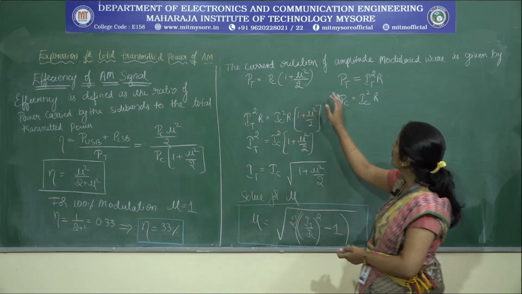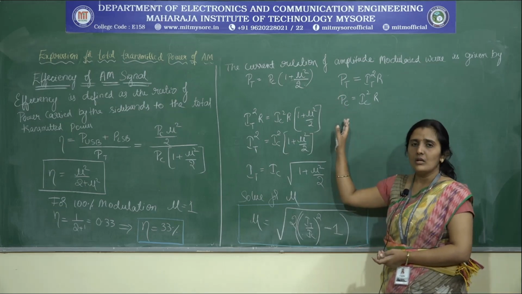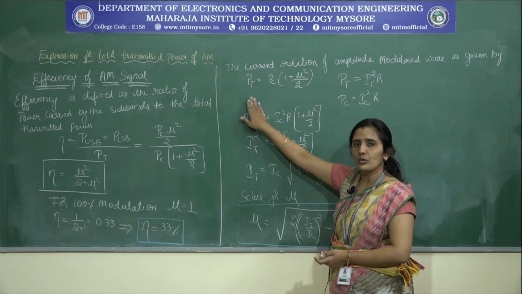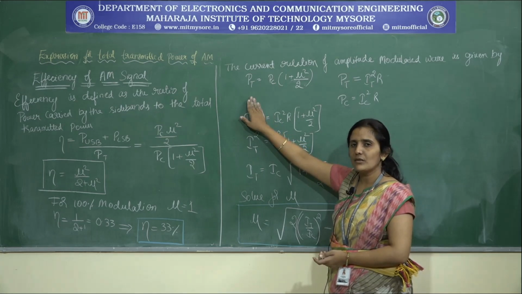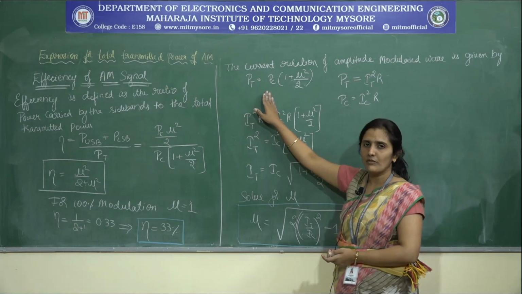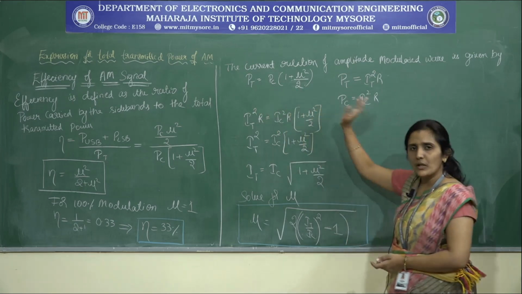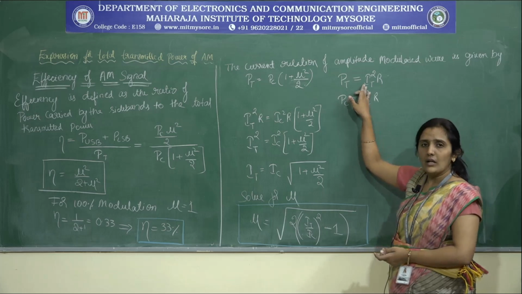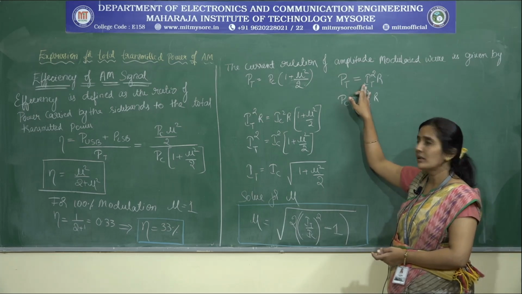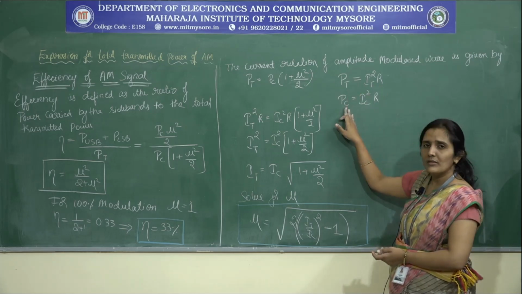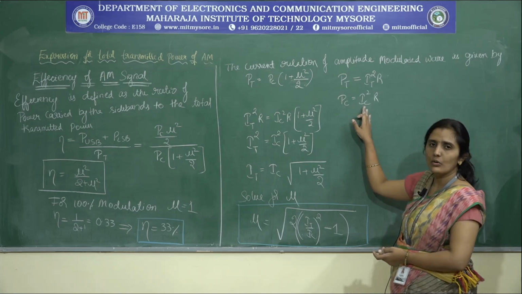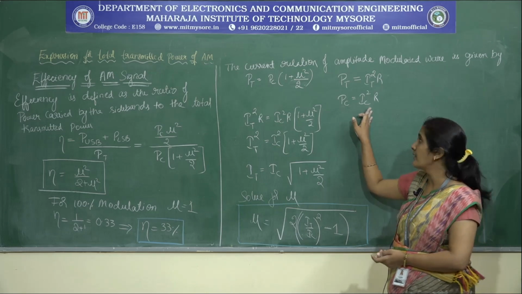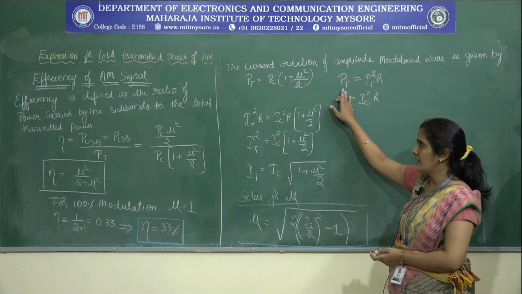The current relation of amplitude modulation with respect to the total power, we are going to take this. The total power equation is P of t equals Pc into 1 plus mu square divided by 2, and with respect to the current we can write total power as I of t whole square into R, and P of c as I of c whole square into R, whereas power is equal to current into resistor. So this is the equation we can consider here.